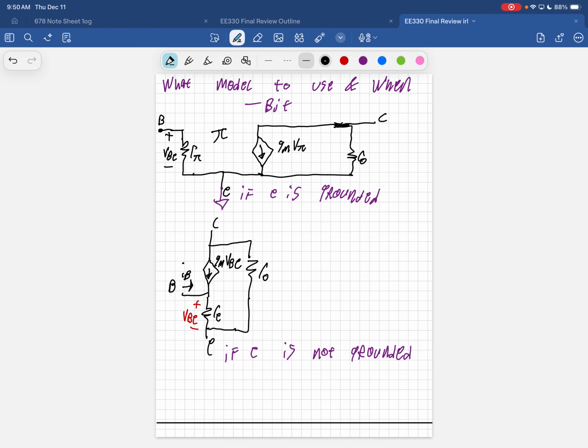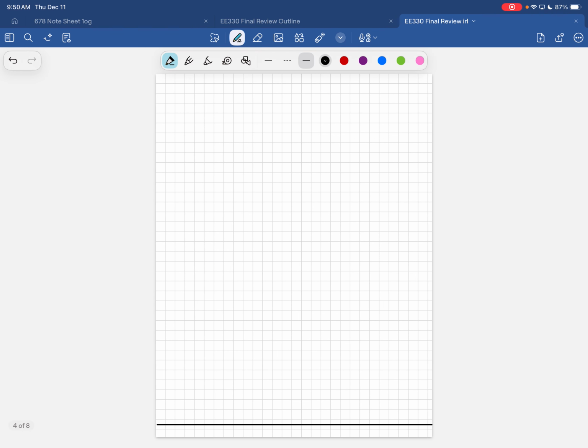Any questions on how to use these models, when to use these models, how they correlate to gain, anything like that? What's up? Do you still use the T model even if E is grounded? I've never tried. Maybe. I would still use the pi model. Yeah. All right, let's move over to the MOSFET models.